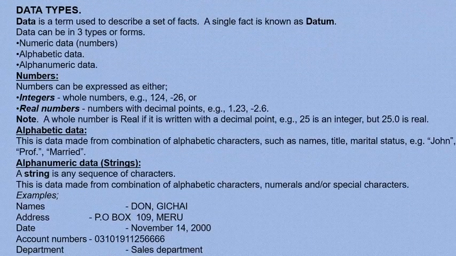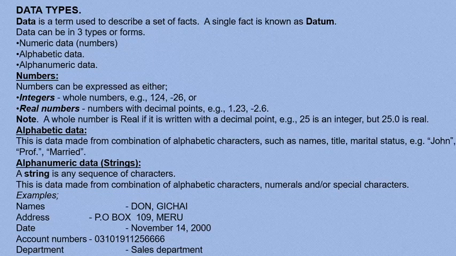It is also important for us to look at data and data types so that you can have a clue on what we shall be covering. Data is a term used to describe a set of facts. A single fact is known as datum. Data can be in three types or forms. We can have numeric data, that is numbers 0 to 9. We can also have alphabetic data, A to Z, also including the special characters, the wildcards. Also, we have alphanumeric, that is a mixture of numbers and alphabets.